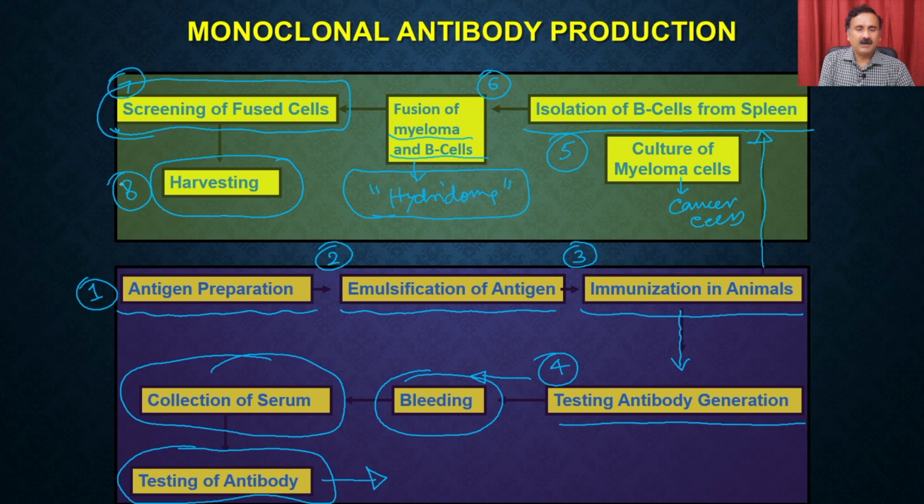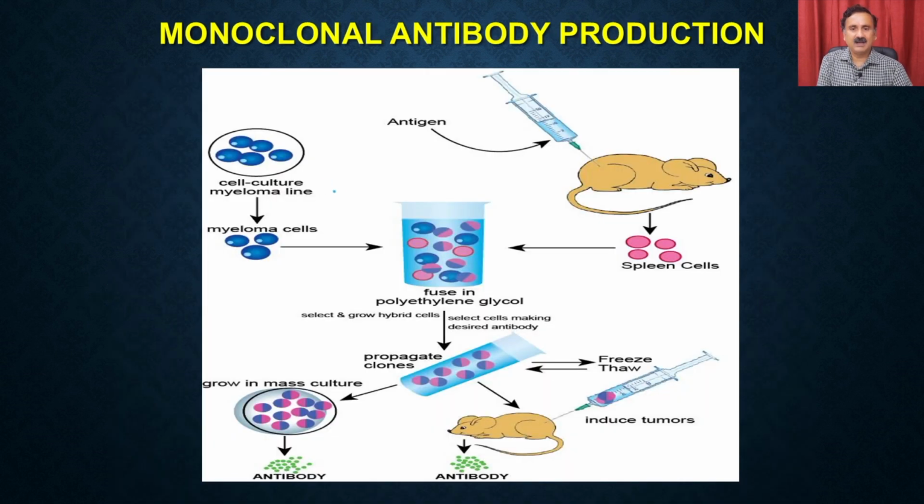So let's see what the different steps are in a schematic diagram. In the schematic diagram, you are going to have the antigens. You prepare the antigen and then immunize the animals. Then from the animal you isolate the spleen cells, and these spleen cells are going to have the B cells.